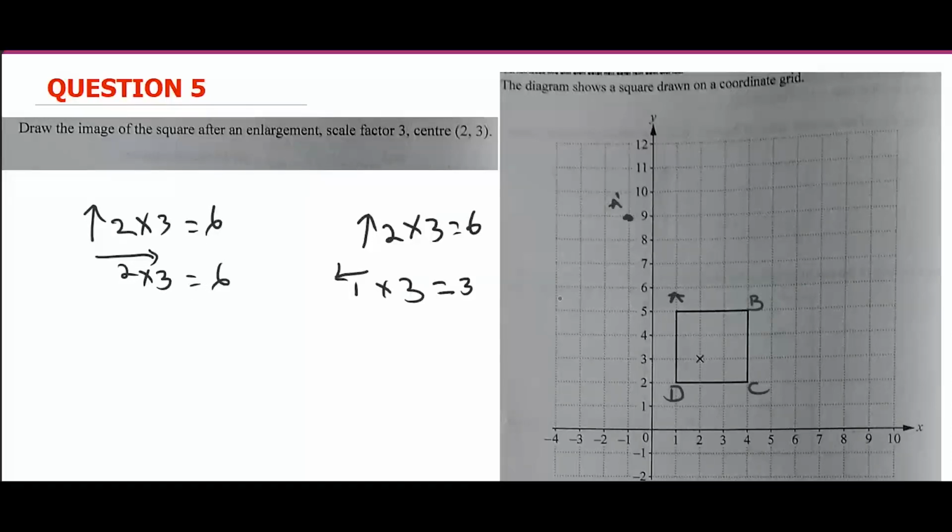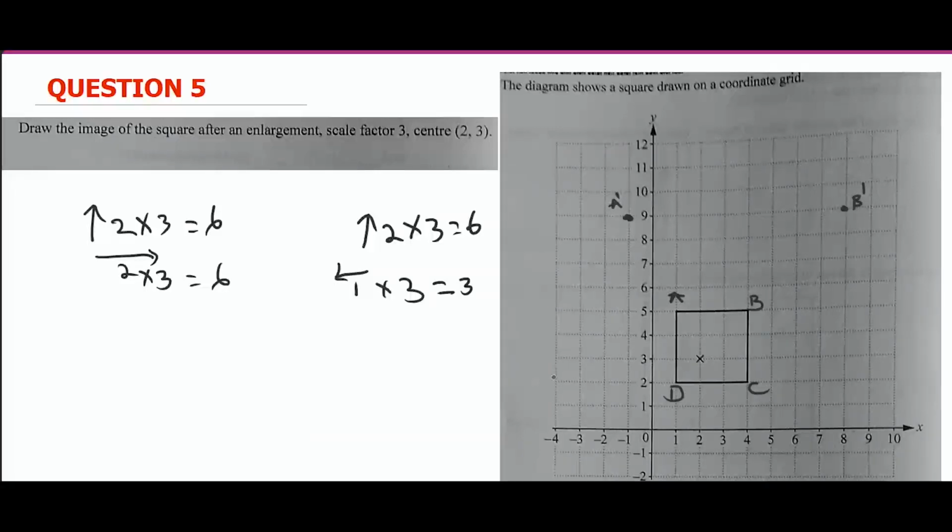Okay, so let's go from the center of enlargement and count 6 up and 6 to the right-hand side. So you have 1, 2, 3, 4, 5, 6. Then to the right 6 times. 1, 2, 3, 4, 5, 6. So the image of point B will be here, and that will be B prime. So the next one is point C.